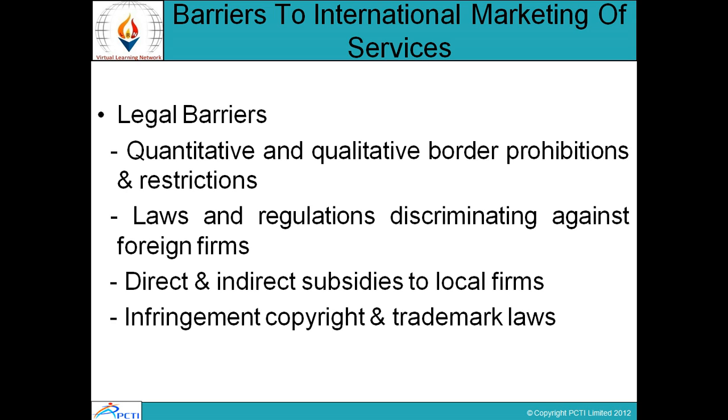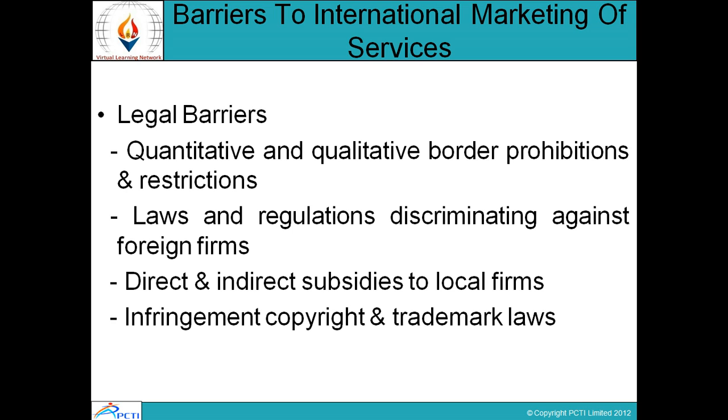First is the quantitative and qualitative border prohibition and restriction. Here the simplest form of restrictions are those that affect the firms at the time of operations cross-border. For example, tariffs or taxes are often levied by one country when advertisement or computer services are produced in another country. Others are laws and regulations discriminating against foreign firms. A very common approach to protect domestic firms from foreign competition is to let foreign firms in but then discriminately restrict their operations.